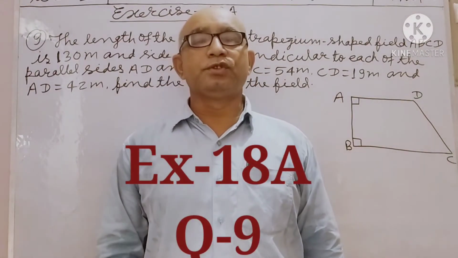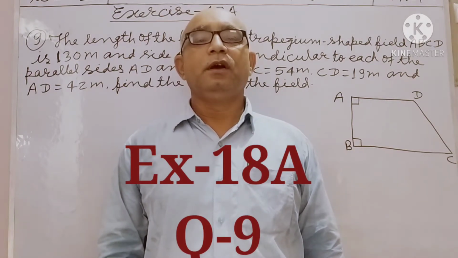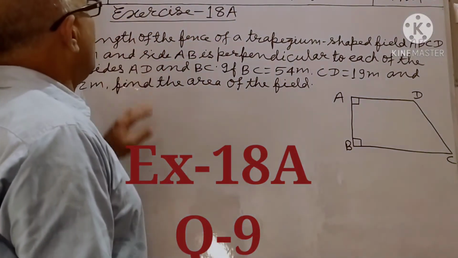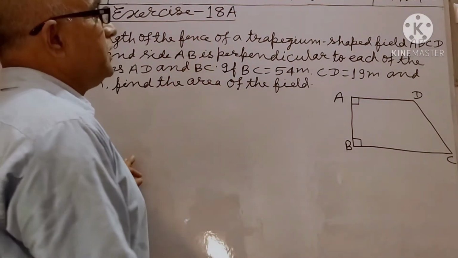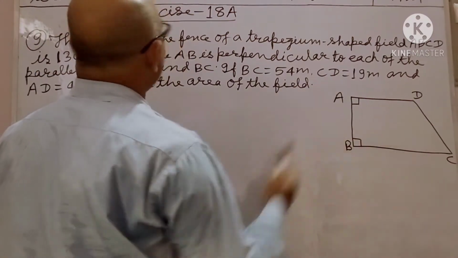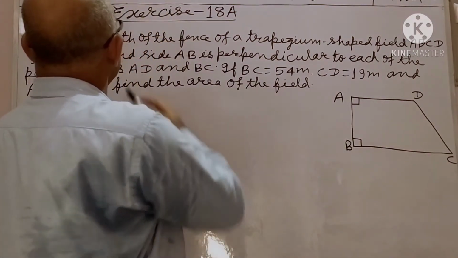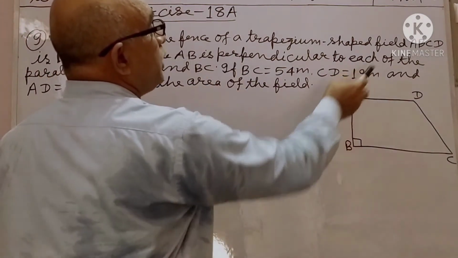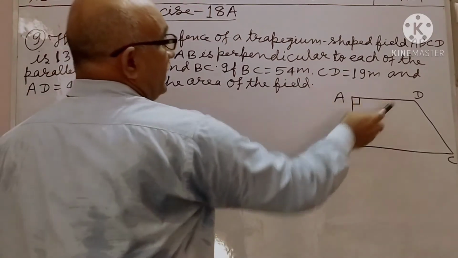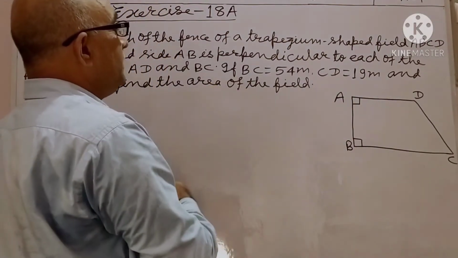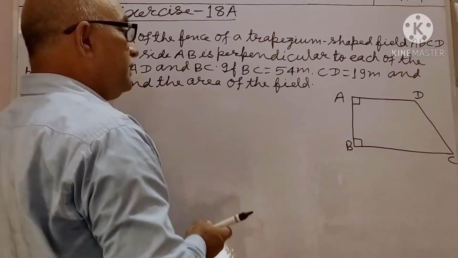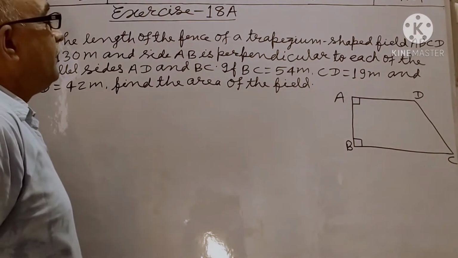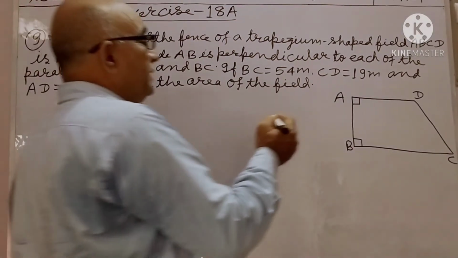Students, next question is question number 9 of exercise 18A. In this question, the length of the fence of a trapezium shaped field ABCD is 130 meter and side AB is perpendicular to each of the parallel sides AD and BC. If BC equal to 54 meter, CD equal to 19 meter and AD equal to 42 meter, find the area of the field. Here given fence.